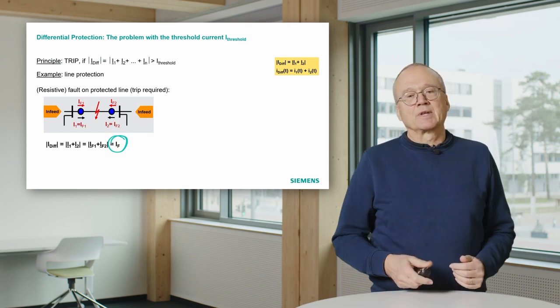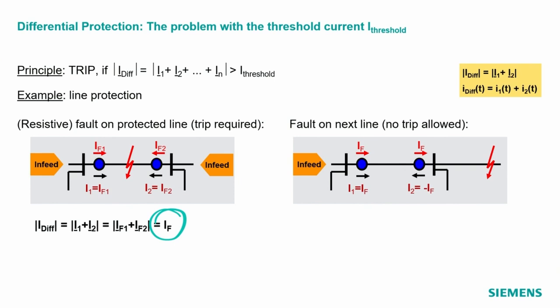That is one case. Now the other case, and this other case is normally the more critical thing in differential protection, we have an external fault, that means a fault outside the protected zone on the next zone, and there our protection relay should not trip. And what is the situation there?